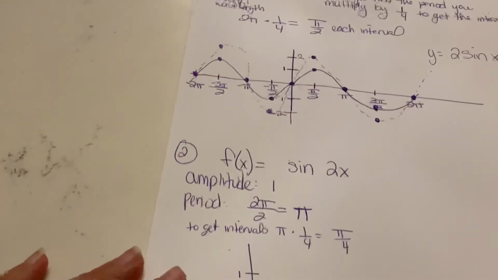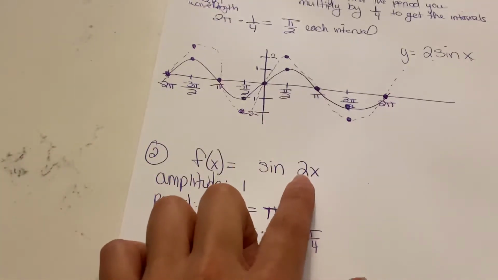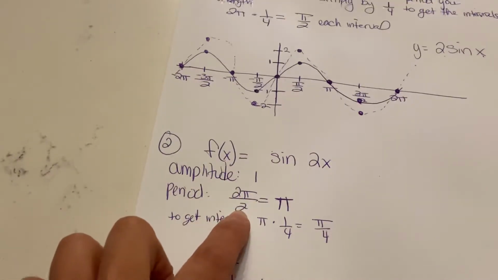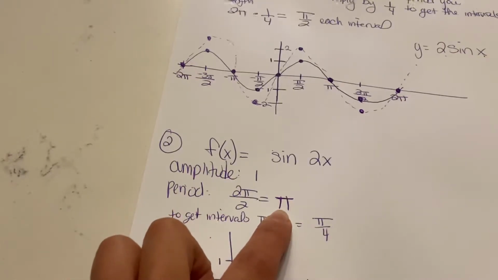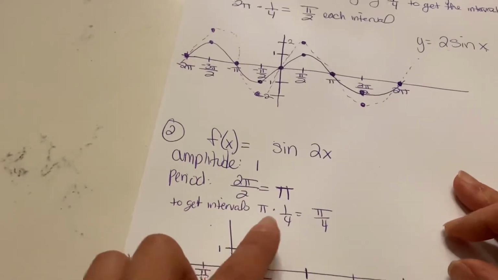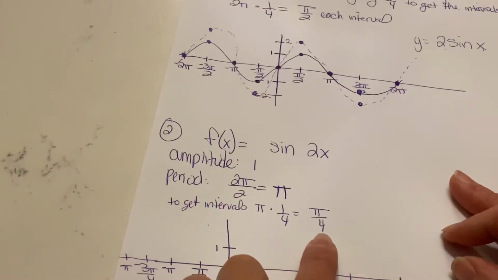Now in the second example, my amplitude is 1, but my period now, the B is 2. So I'm going to plug it in to find the period. 2 pi divided by 2 gives you pi. That means the wave is repeating faster. The frequency is faster, so one full wavelength only takes 180 degrees. So I need to find the interval, so I split it up into 4. I multiply pi times 1/4, and that gets pi over 4, so 45 degrees.